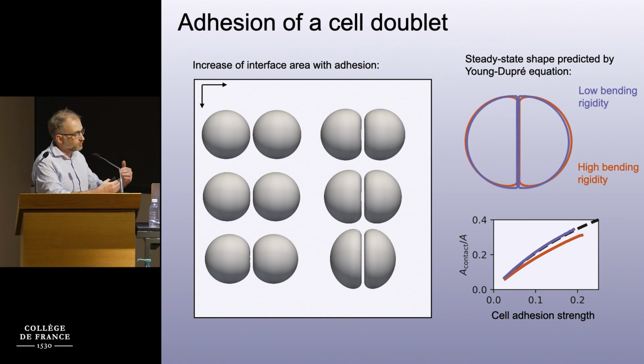And then if we decrease the bending modulus of our surfaces, it gets really good, because then the shape near the contact point becomes sharper and sharper, and gets closer to the simplified Young-Dupré equation.